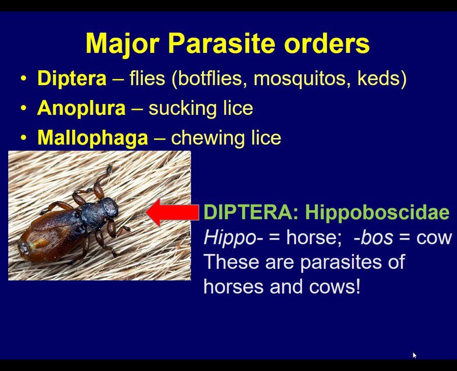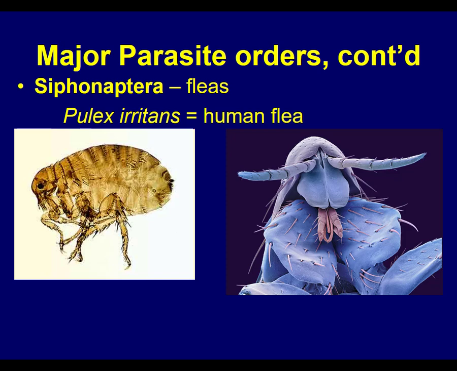And by the way, kind of a funky cool word here: the fly in this picture is in the family Hippoboscidae. Just looking at the word roots there, it means horse, cow. So these guys obviously are large mammal parasites. And of course, fleas. We cannot forget fleas.